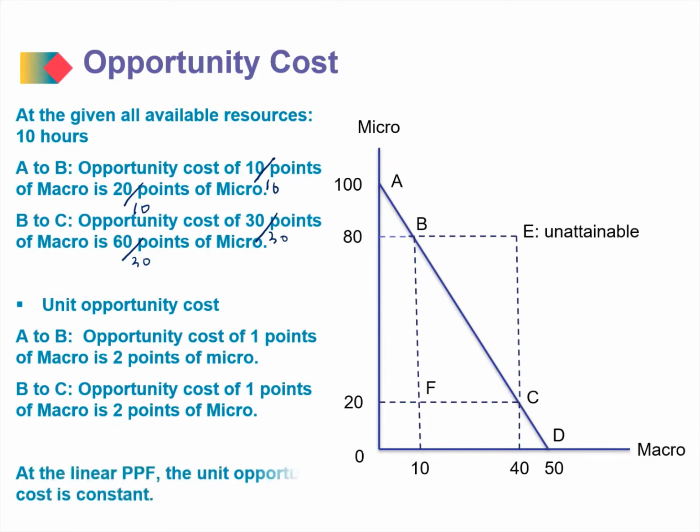As you can see, the unit opportunity cost is constant both from A to B and from B to C. The unit opportunity cost at any point on the PPF is constant because we have the linear PPF.